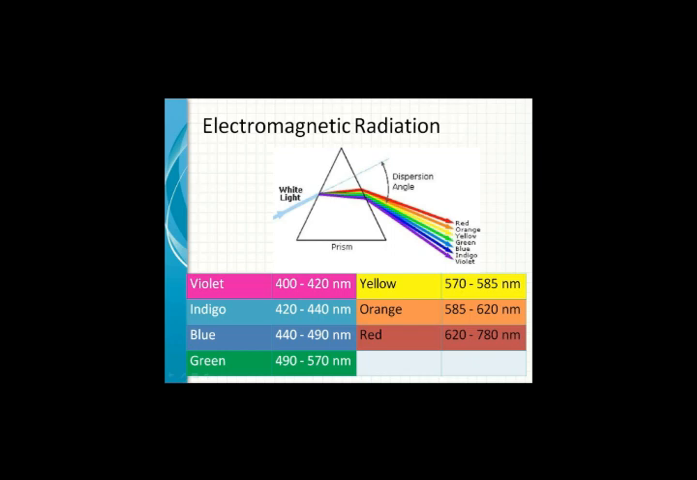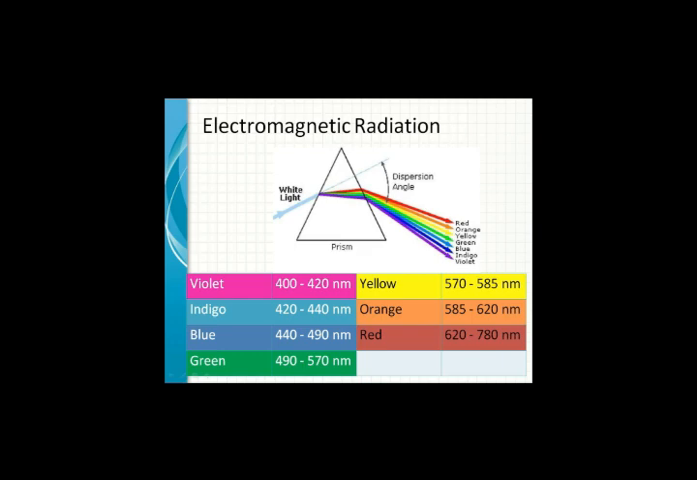The wavelength of yellow light is 570 to 585 nanometer. The orange light has the wavelength 585 to 620 nanometer, and the red light consists of 620 to 780 nanometer.